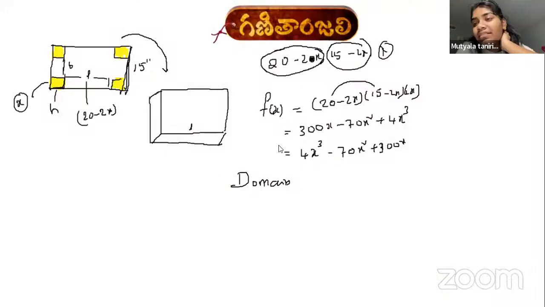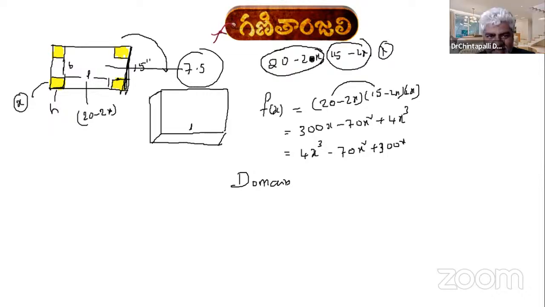Actually, its breadth is 15. Half of 15 is 7.5. So this x cannot be 7.5. If x is 7.5, then 2x becomes 15. Then 15 minus 2x, sorry, 15 minus 15, is 0.